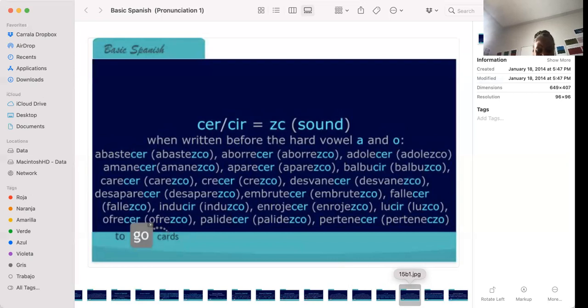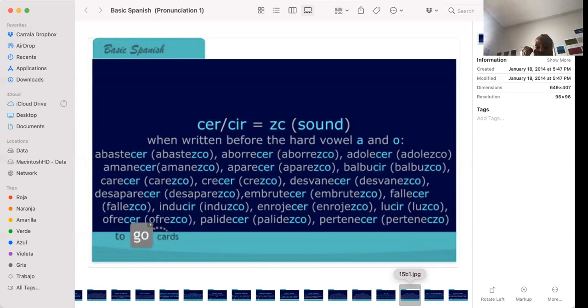carecer, crecer, inducir, fallecer, lucir, pertenecer. Okay, so the minute you see a CER verb and a CIR verb, know that probably it's going to be irregular, but the irregularity can be explained.